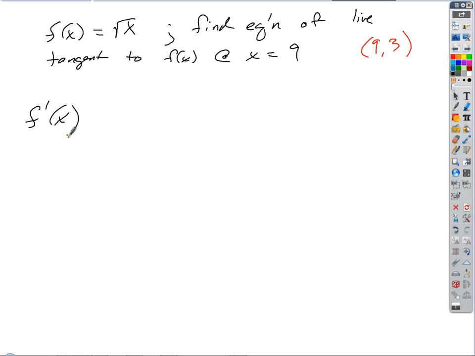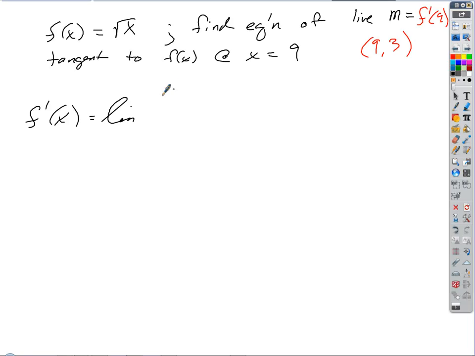Right? Okay? That's all we need. m equals f prime of 9, but we have to know what f prime is. We have to come up with that function, right? So where do we always start? Everybody together, what is it?